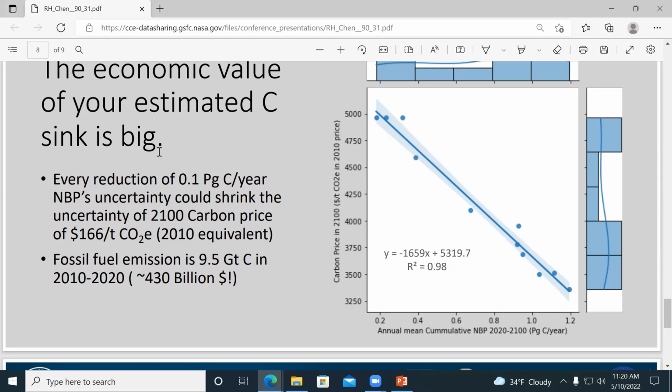So that means if you think about our current fossil fuel emission of 9.5 gigaton carbon, translating into dollars, it will be $430 billion. It's a huge market, and that means a lot to the industrial community and the enterprises.